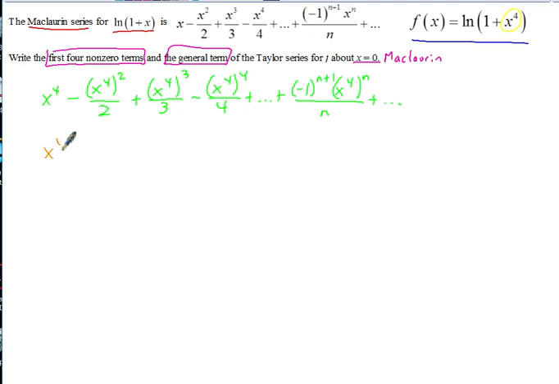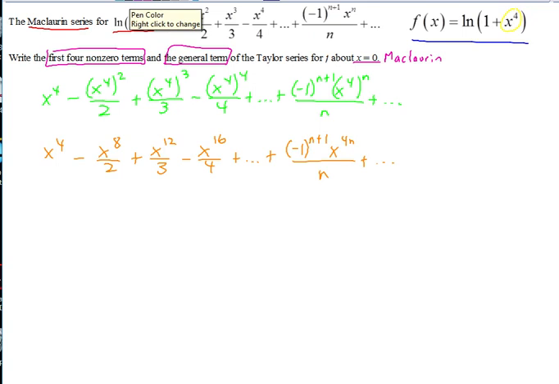So we get x to the fourth minus x to the eighth over 2, plus x to the 12th over 3, minus x to the 16th over 4. There's our first four non-zero terms. Plus negative 1 to the n plus 1, x to the 4n over n. So you modify it in the same way. It's just they give you one, you're modifying instead of having to use one you've memorized.